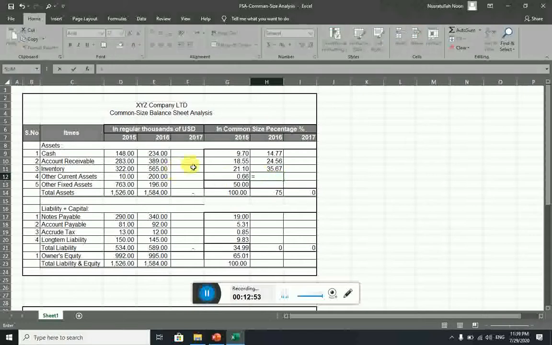Then we have total other current assets, subtotal divided by the grand total and multiplied by 100. You get 12.6%. 12.6% of total assets is made up of other current assets. Okay, you can also do it here. Subtotal divided by grand total multiplied by 100. So that's the 100%.